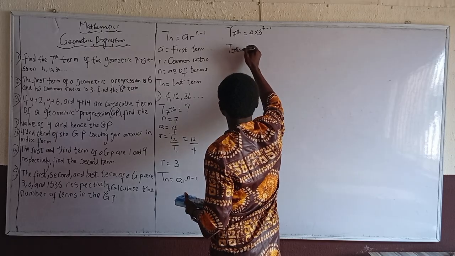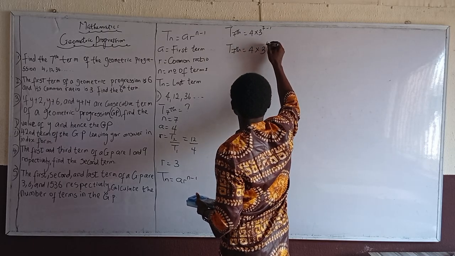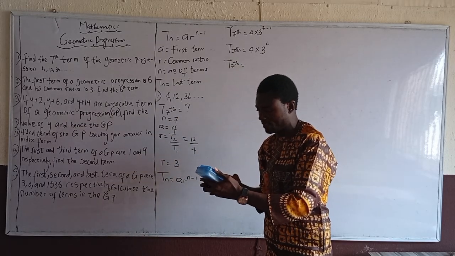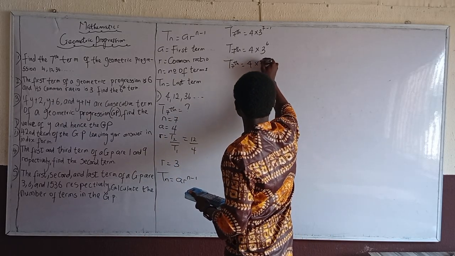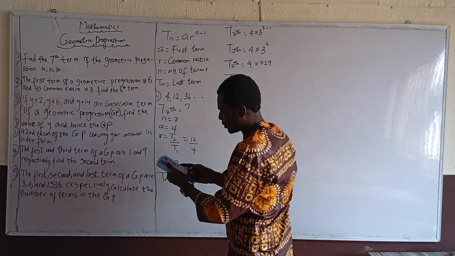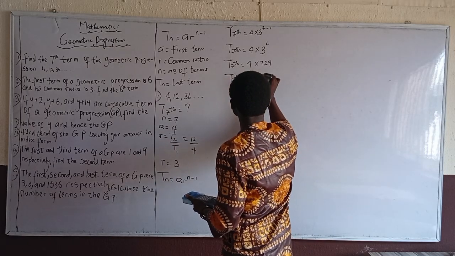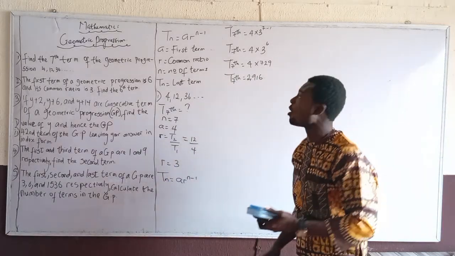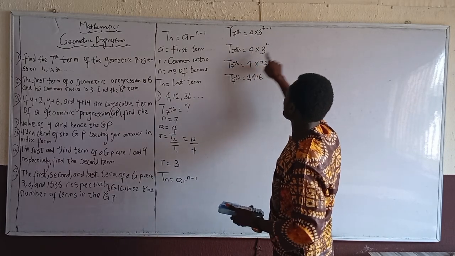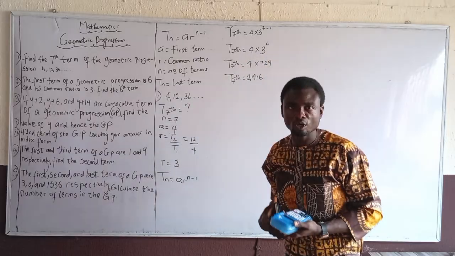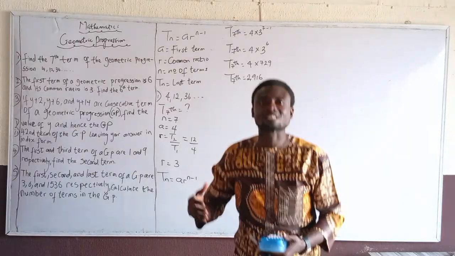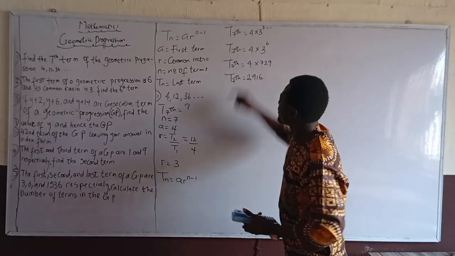So my T7 is 4 times 3 raised to 6. My seventh term, now I will work out 3 raised to 6, that will be 729. Then multiply by 4, 2916. Please, on no occasion will you say 4 times 3 raised to 7 minus 1, or here you now have 12 raised to 6. It's wrong, because this power of 6 is only for the 3. So I'll calculate my 3 raised to 6 first, then I'll multiply by 4.